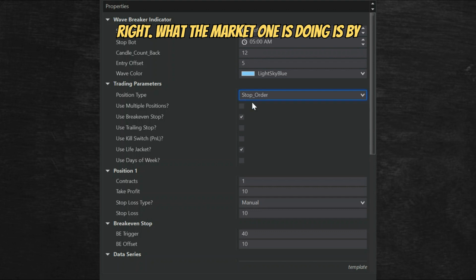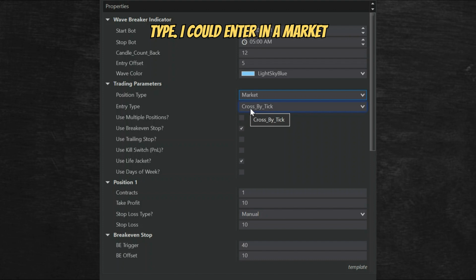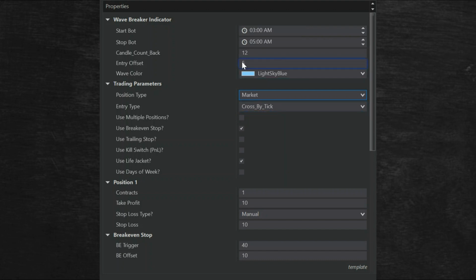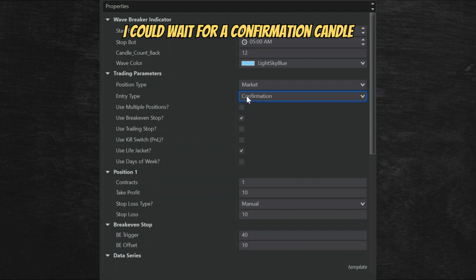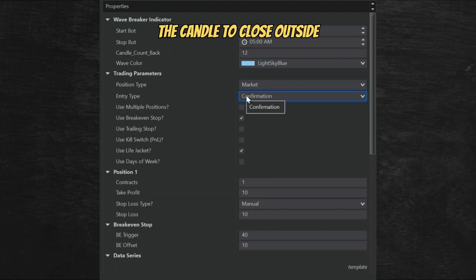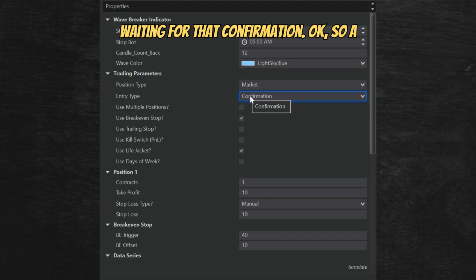What the market one is doing is, by clicking market, I then have an entry type. I could enter in a market entry once price crosses the offset by a tick, or I could wait for a confirmation candle. That means it's waiting for the candle to close outside of the wave. You can see that when I changed it to confirmation, my entry offset disappeared, because I'm not looking at entry offset anymore. I'm waiting for that confirmation. So, a different style of trading.